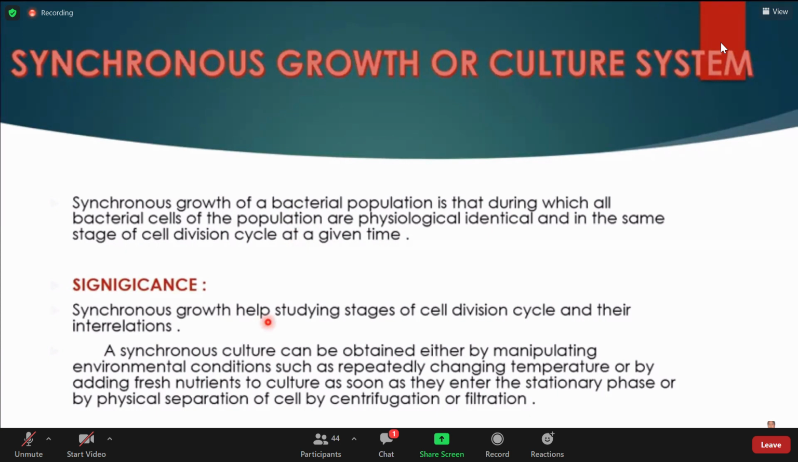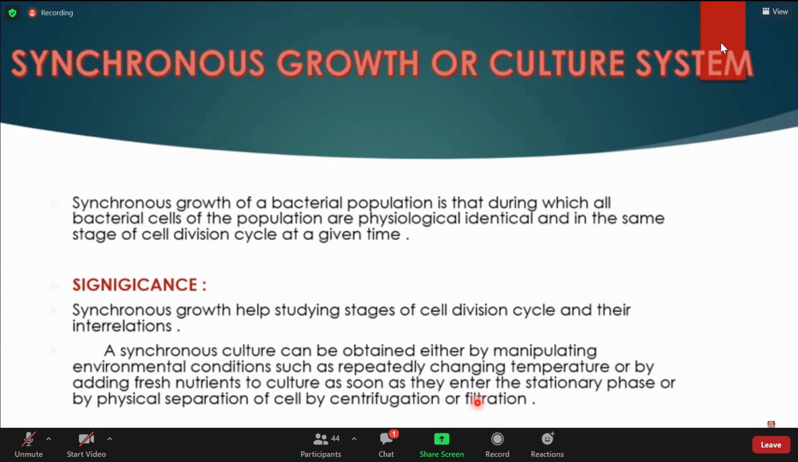And one more thing we have to remember here is that a synchronous culture can be obtained either by manipulating environmental conditions, such as repeatedly changing the temperature, or by adding fresh nutrients to the culture as soon as they enter the stationary phase, or by physical separation of cells by centrifugation or by filtration.